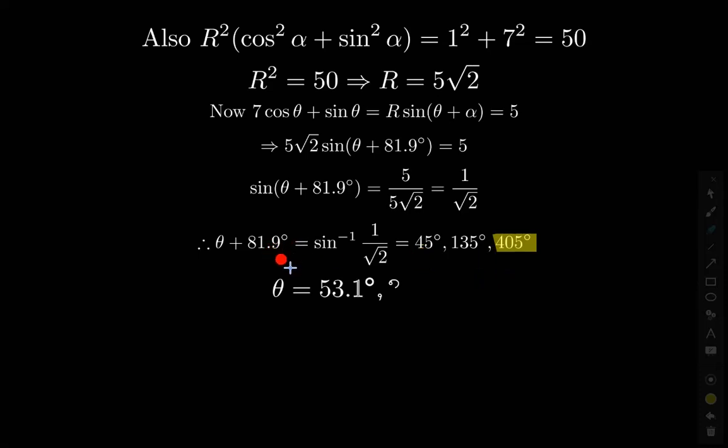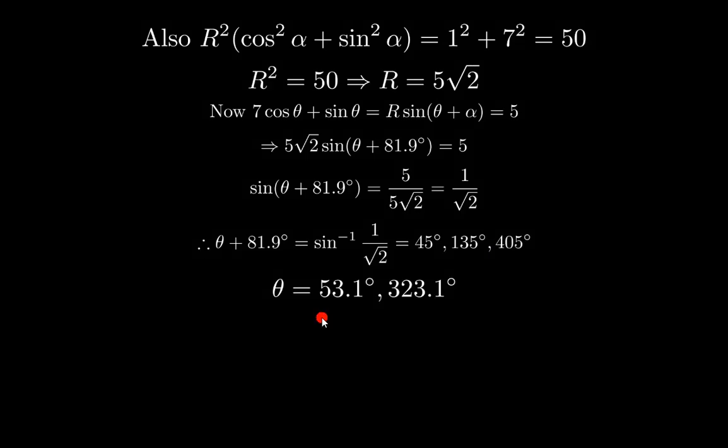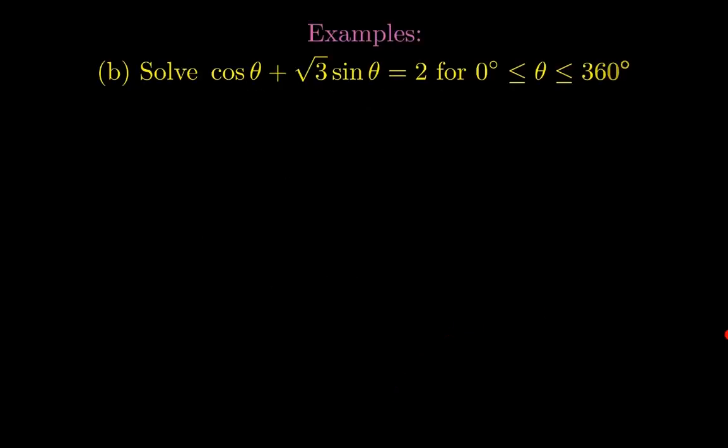Remember, our range is supposed to be from 0 to 360. We don't have negative values of theta. We have 53.1 and then 323.1 degrees. Those are the values of theta that satisfy our equation. The second example is here.